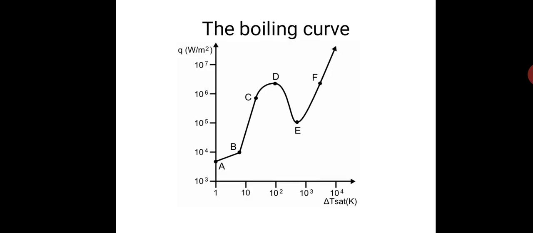While we are considering each section, first is A to B, the free convection boiling section. There, little vapor formation occurs. Liquid motion is principally due to single-phase natural convection.